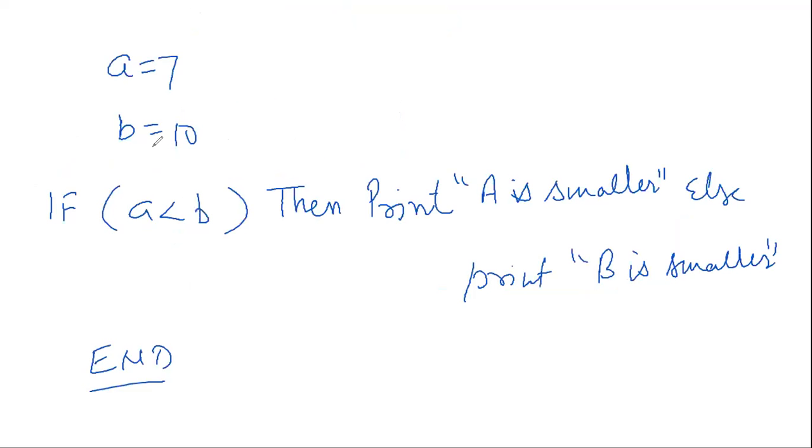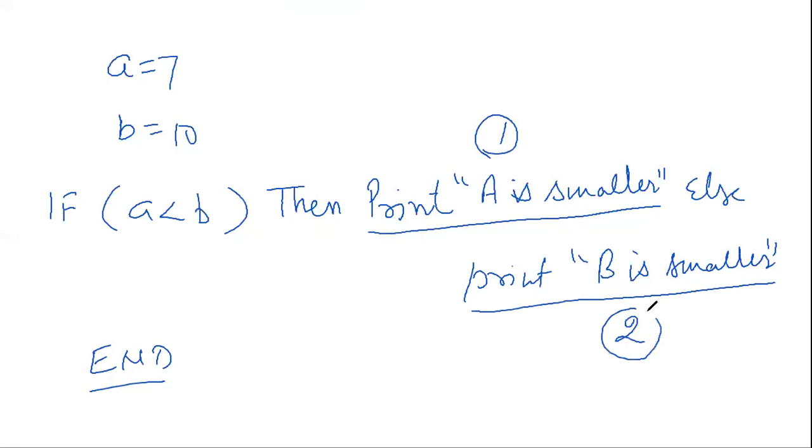Here we have a program where a has the value 7, b has the value 10. We put this condition: if a is less than b, then we have given another statement here, print a is smaller. This is statement number 1. Else print b is smaller. This is statement number 2.